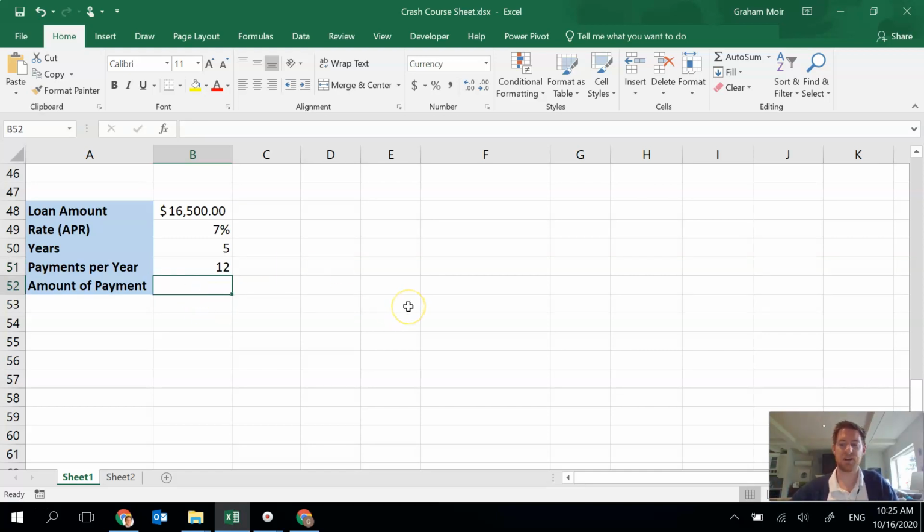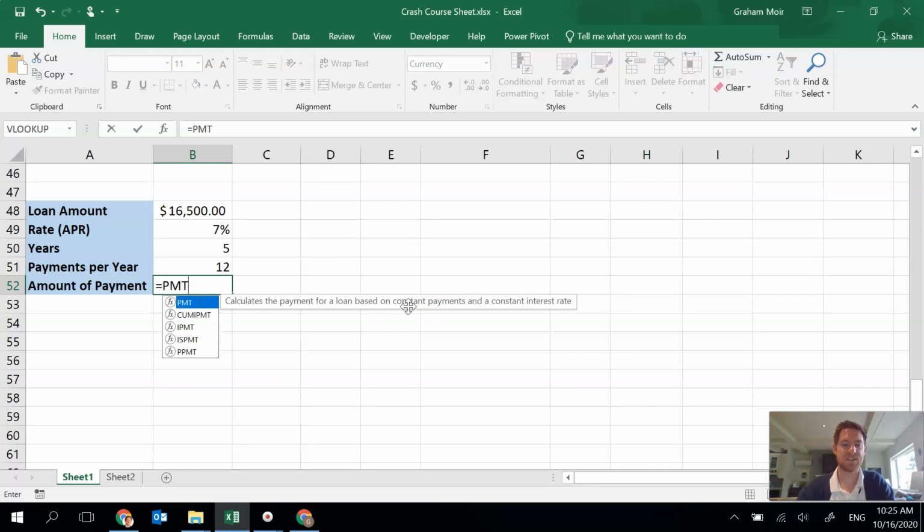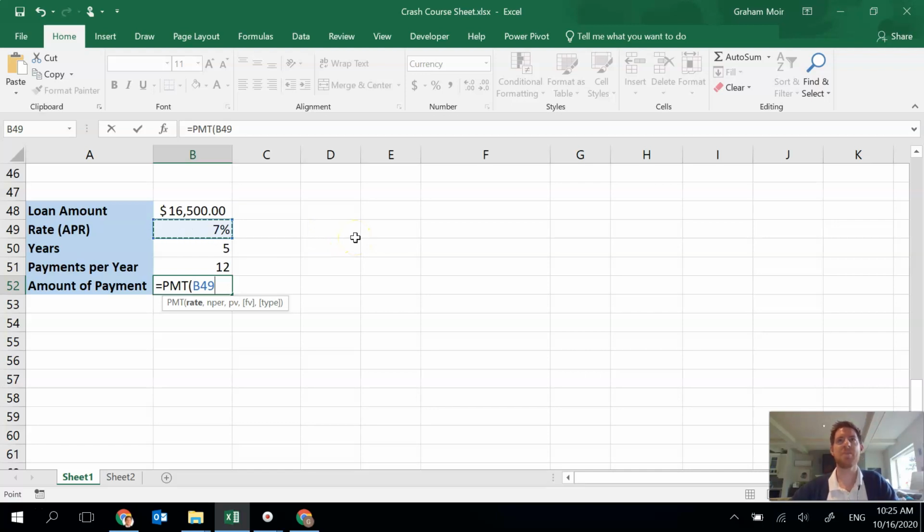So if we're trying to figure out our payment, we're going to use the payment formula. So it's equals PMT, open my parentheses. So the first thing you need to put in is your rate. So we've got our rate right here, which is 7%. But that's an annual rate, and we're trying to figure out a monthly payment. So we have to take that rate and turn it into a monthly rate.